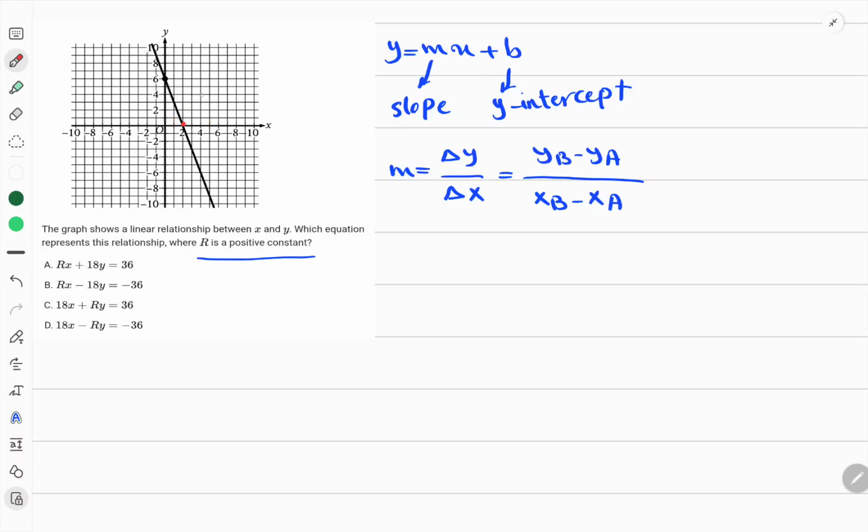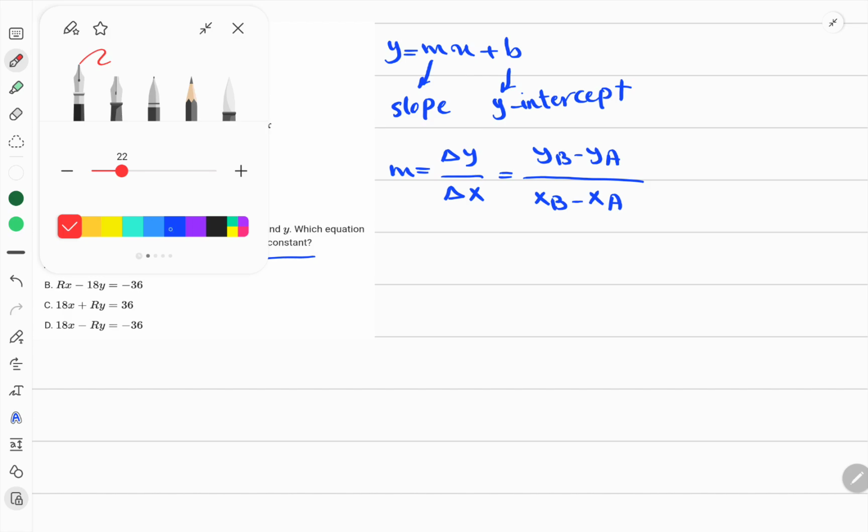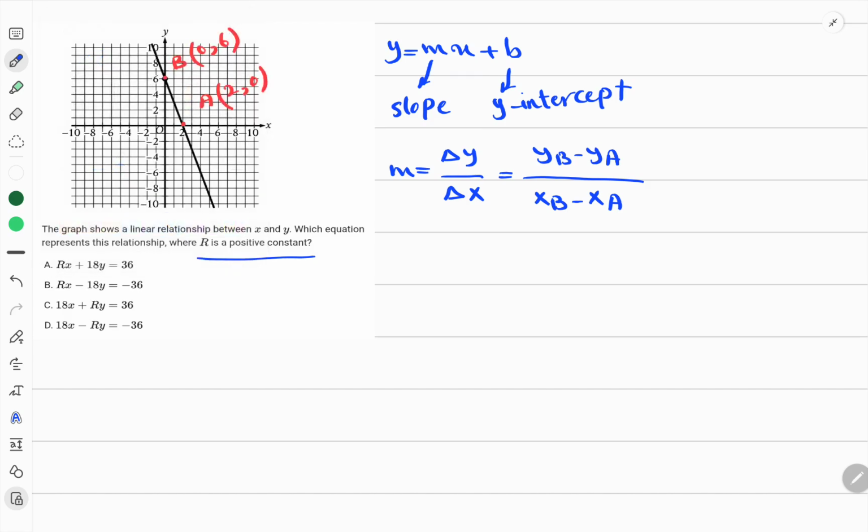This point is a safe and good point. You can call this a, and the coordinates of a are 2 and 0. Another point is here, call this b, and the coordinates of b are 0 and 6. So you just need to substitute the values of the coordinates in this formula. For y's, 6 minus 0, and for x's, 0 minus 2. 6 over negative 2 is negative 3, the slope of this line.